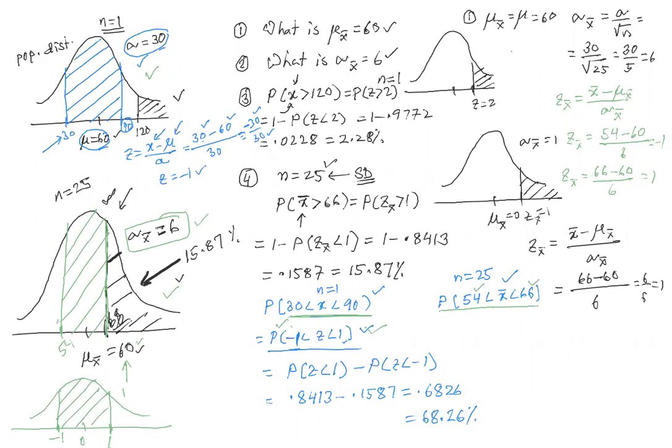So that's the same as saying probability of z sub x bar between -1 and +1. Look, not z, like the way we had z here. It's not z anymore. It's z sub x bar for the sampling distribution. The same as the probability of z sub x bar is less than 1 minus the probability of z sub x bar less than -1, okay?